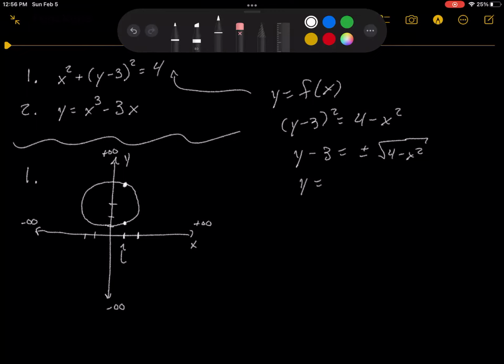So y is equal to, if I add the 3 to the other side, 3 plus the square root of 4 minus x squared. Now that I've made that choice, this equation right here, in fact, let's underline this in blue.